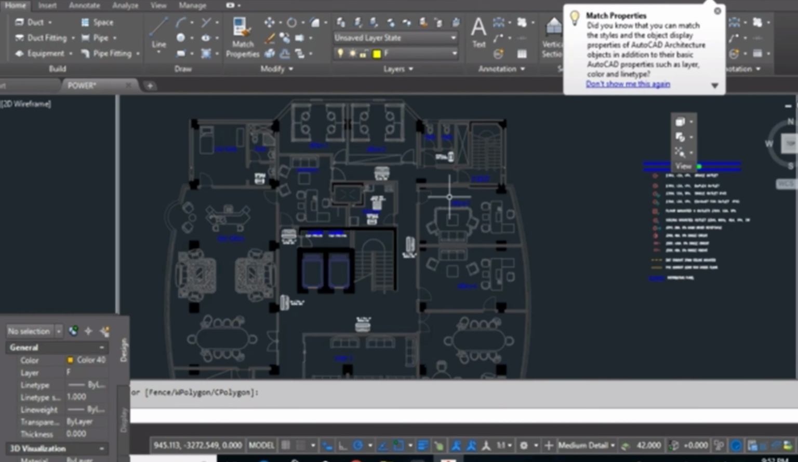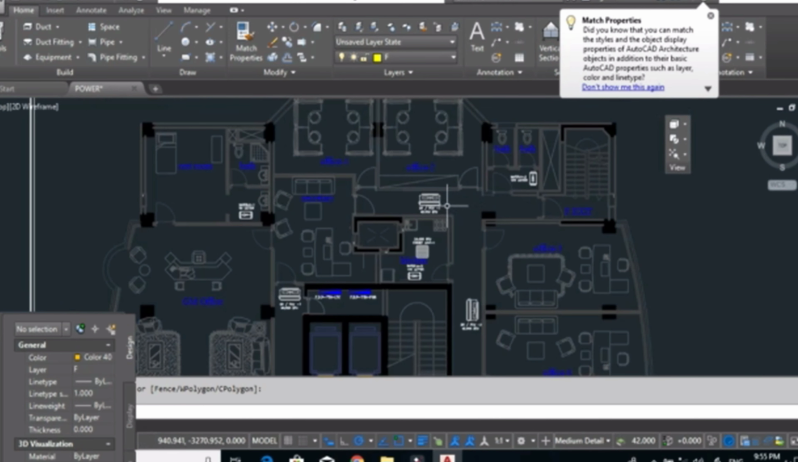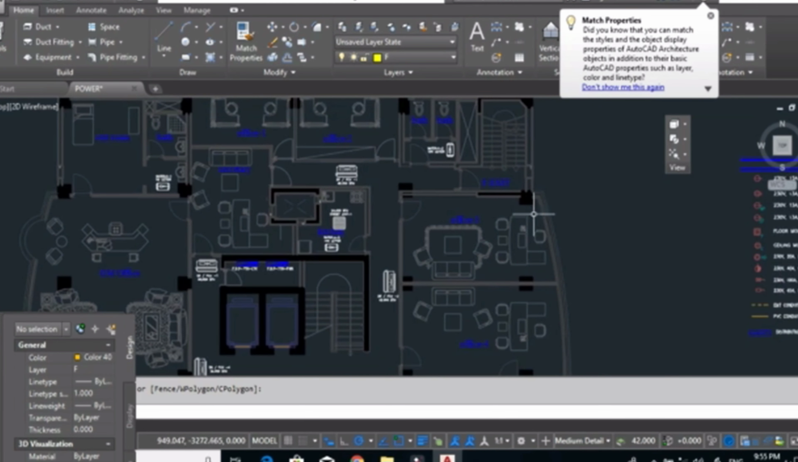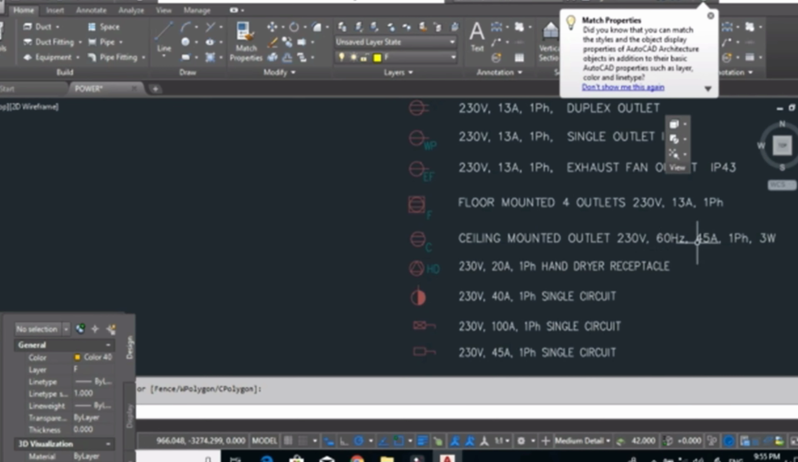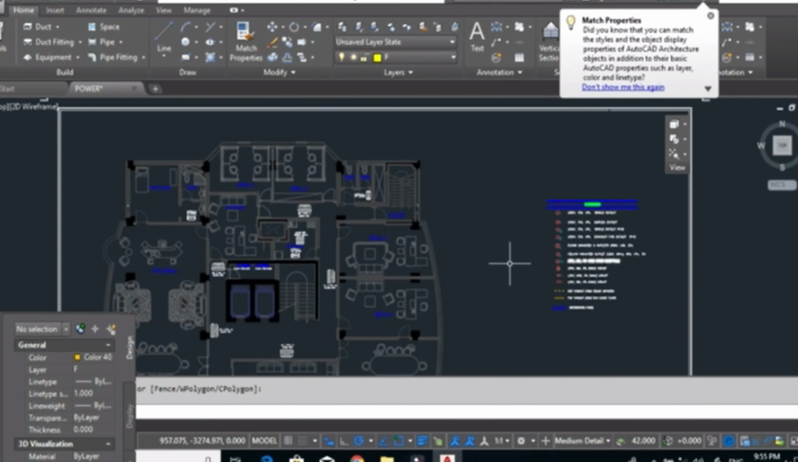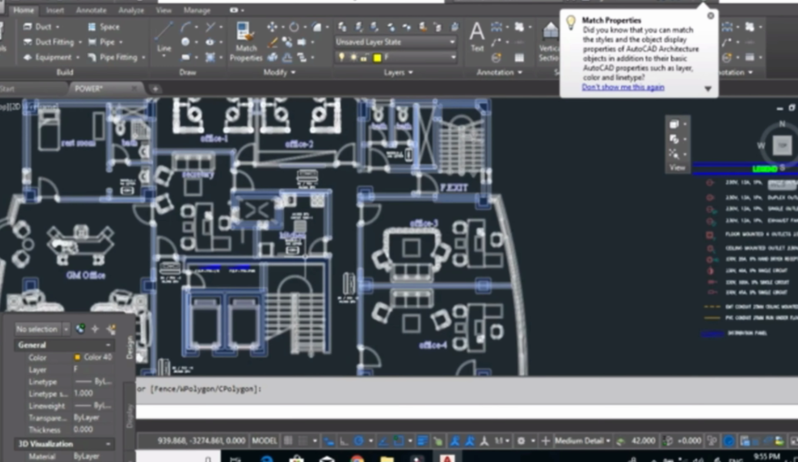Now I know that all this equipment is above the false ceiling. Now I will go back again to the legend and I will choose the ceiling mounted outlet, 45 ampere. After also unpacking the catalog, I know all of this equipment is single phase.